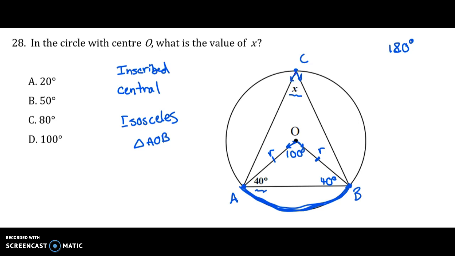And if that's the case, we know that angle X has to be half the measure of the central angle, which is angle AOB. Now, since we know angle AOB is 100 degrees, we can input that here and take half of it to get a measure of 50 degrees for X, which is B.